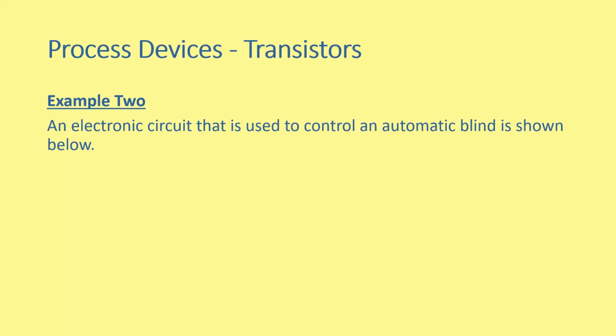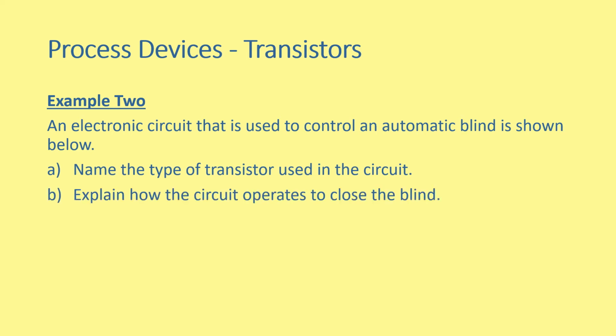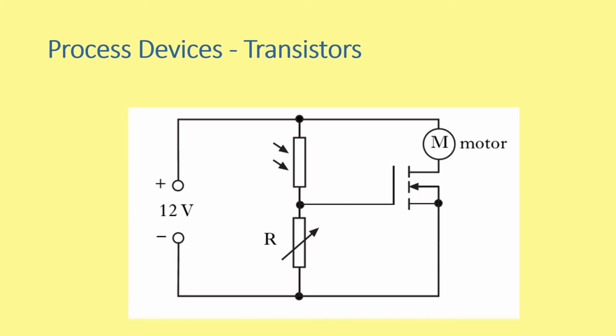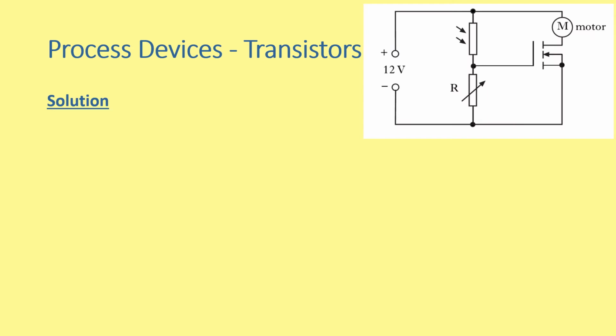Example 2. An electronic circuit that's used to control an automatic blind is shown below. Name the type of transistor used in the circuit and explain how the circuit operates to close the blind. Here's our circuit. You can see that there is an LDR, so a light-dependent resistor, a variable resistor, a type of transistor there, and a motor. So our first part of the question was to name the type of transistor. That is a MOSFET.